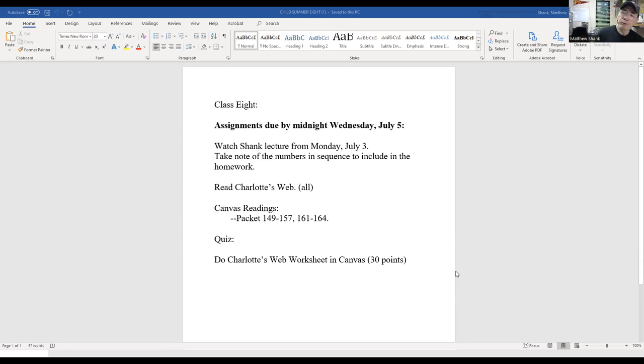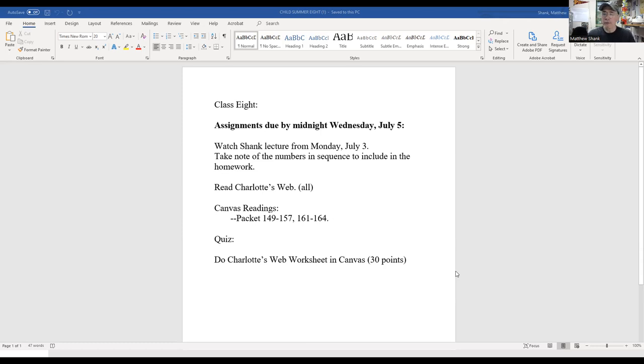So please read all of the book. Also, there are some corresponding pages in the packet in Canvas that I'd like you to read, 149 to 157 and 161 to 164. And you'll need to read those, because a couple of the questions deal with the information that you will read about that.